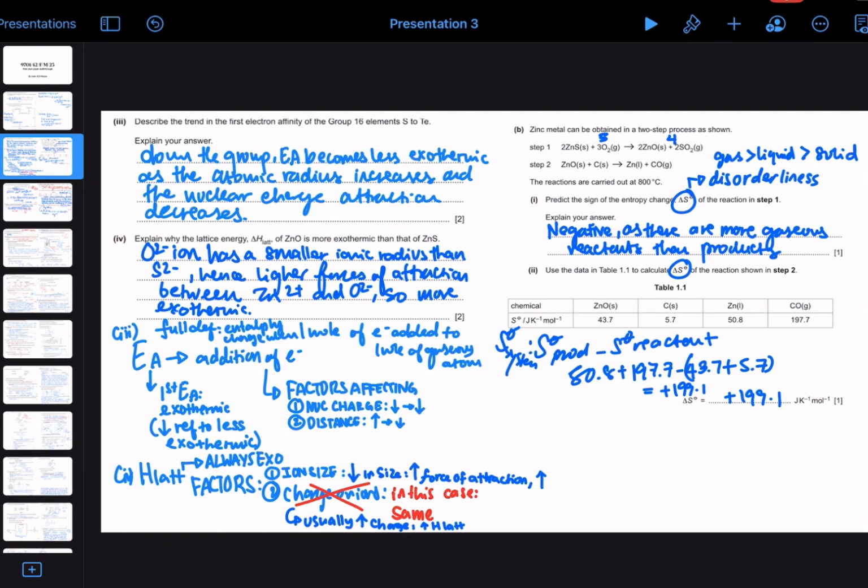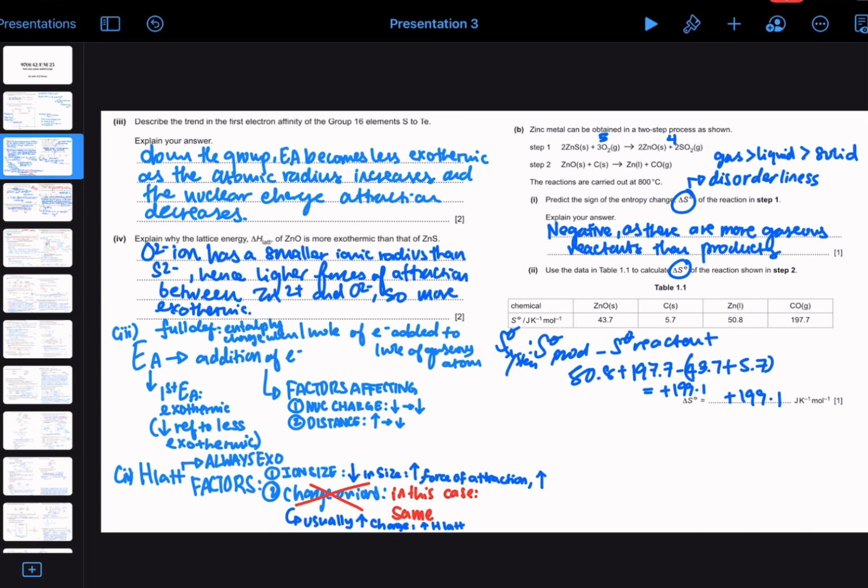IV. Explain why the lattice energy of zinc oxide is more exothermic than that of zinc sulfide. Okay, so your oxide ion has a smaller ionic radius compared to your sulfide ion, so there is going to be a higher force of attraction between your zinc and your oxide, so it becomes more exothermic. That would be your answer.